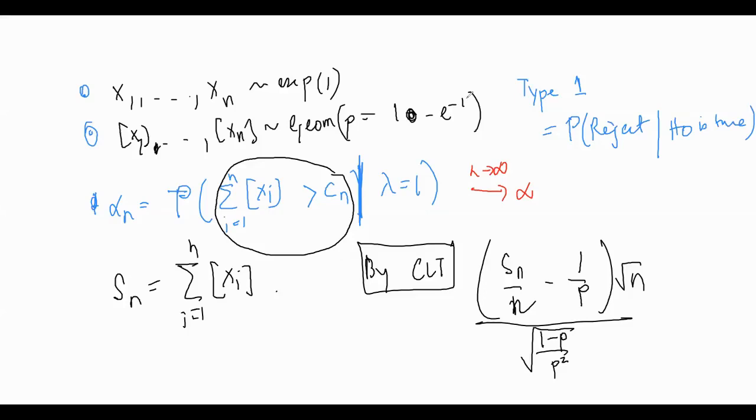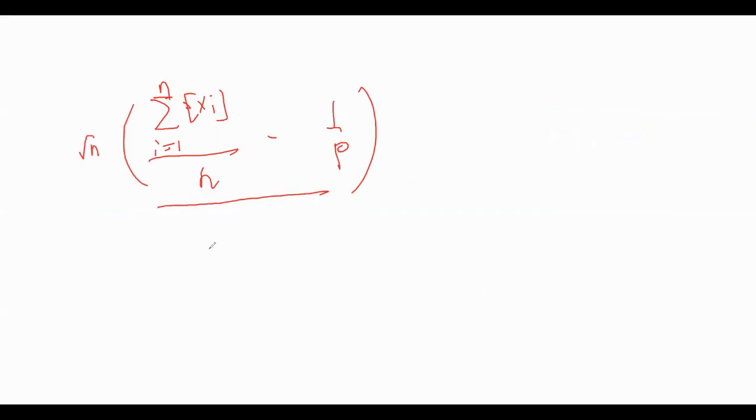That's what ISI exams are looking for, okay? And therefore, by CLT, this converges to normal 0, 1. So let's write it. What we have got? We have got summation of xi, i from 1 to n, that is Sn, by n minus 1 by p, into root over n by root over 1 minus p by p square. This converges to normal 0, 1.